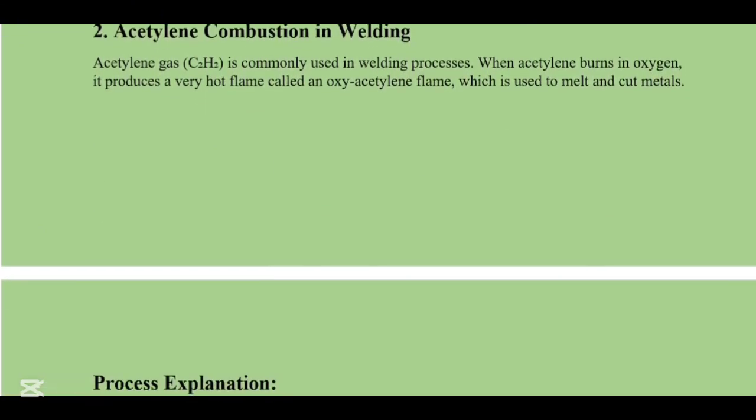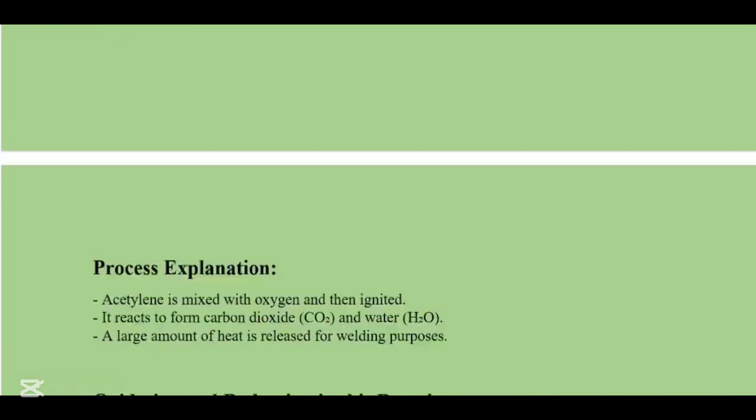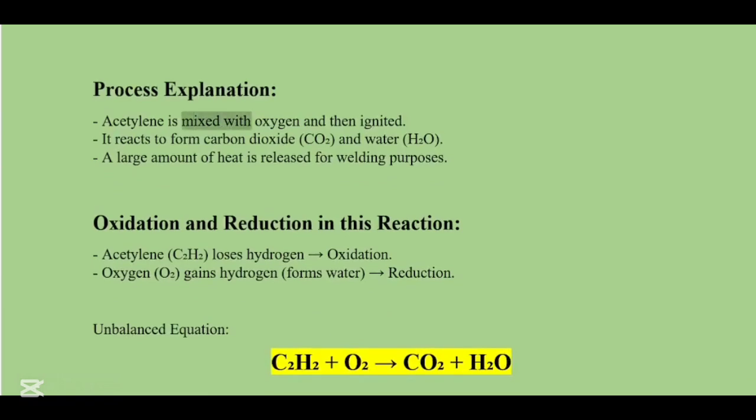Then we have acetylene combustion in welding. Acetylene gas, which is known as C2H2, meaning carbon and hydrogen, is commonly used in welding processes. When acetylene burns in oxygen, it produces a very hot flame called an oxyacetylene flame. Basically, this means that the acetylene gas gained oxygen and it is used to melt and cut metals. Acetylene was mixed with oxygen and then ignited. It then reacts to form carbon dioxide and water. A large amount of heat is released for welding purposes.